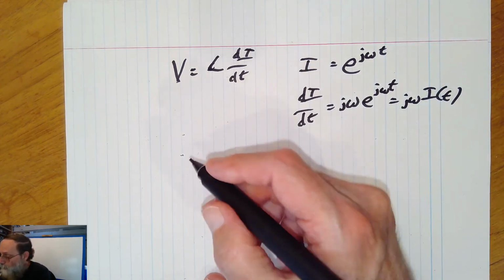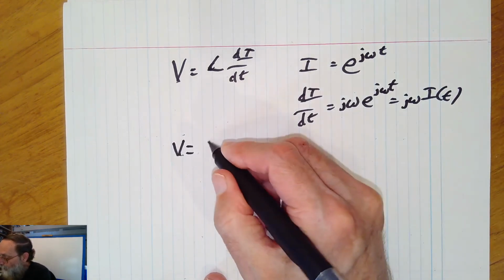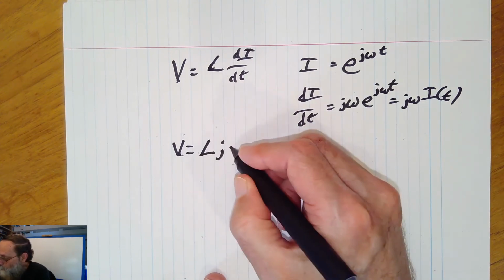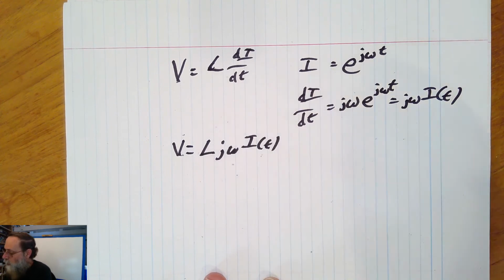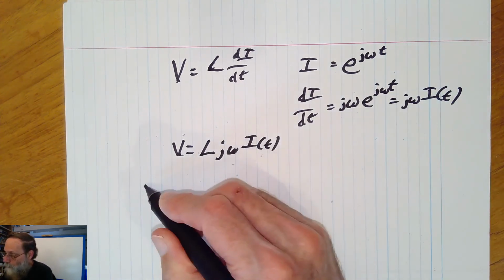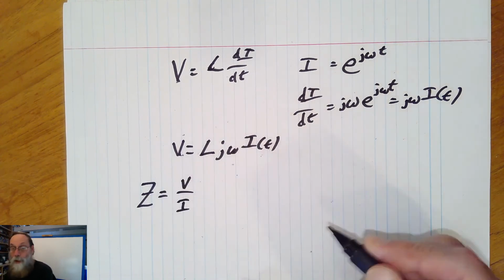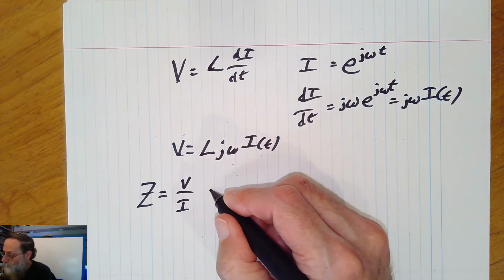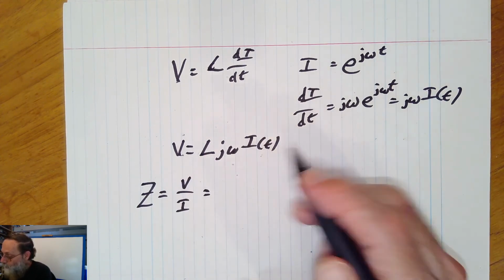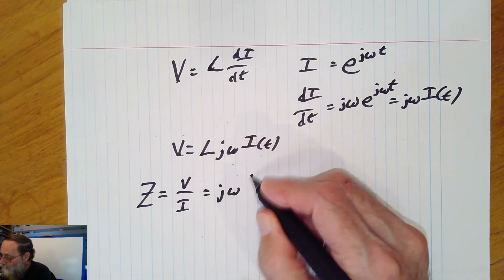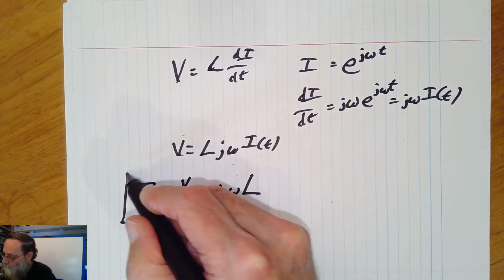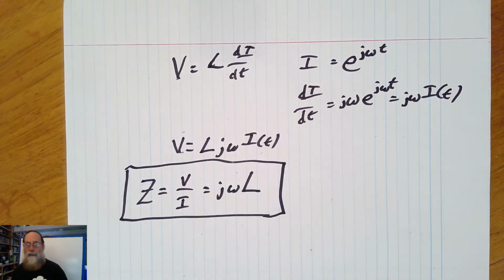Combining these two formulas, we get V equals L times j omega I of t. Or, if we want to know what the impedance is, remember that the impedance is just the voltage divided by the current. And for that, we're going to get voltage divided by current is just j omega L. And that formula is the crucial formula for doing all sorts of electronic analysis with inductors. It's the one formula really worth memorizing about inductors.